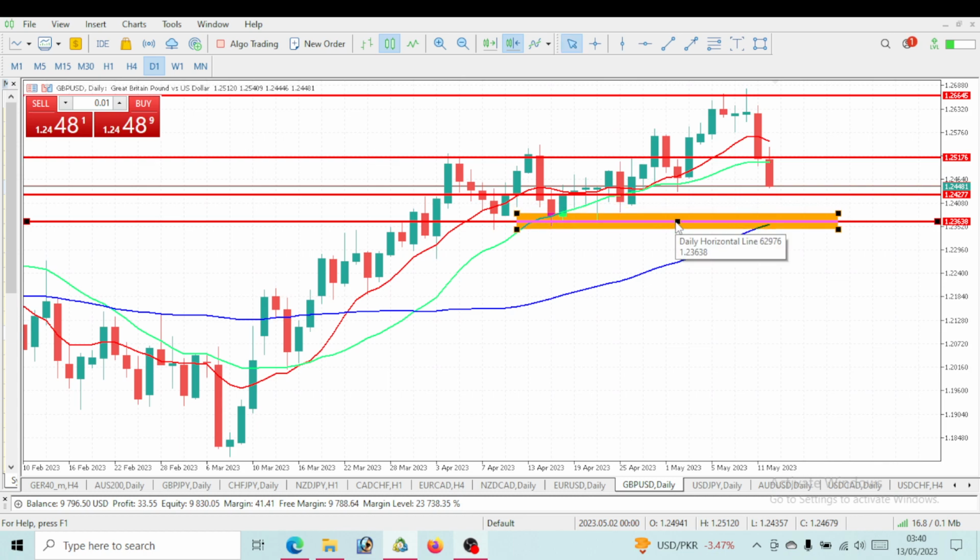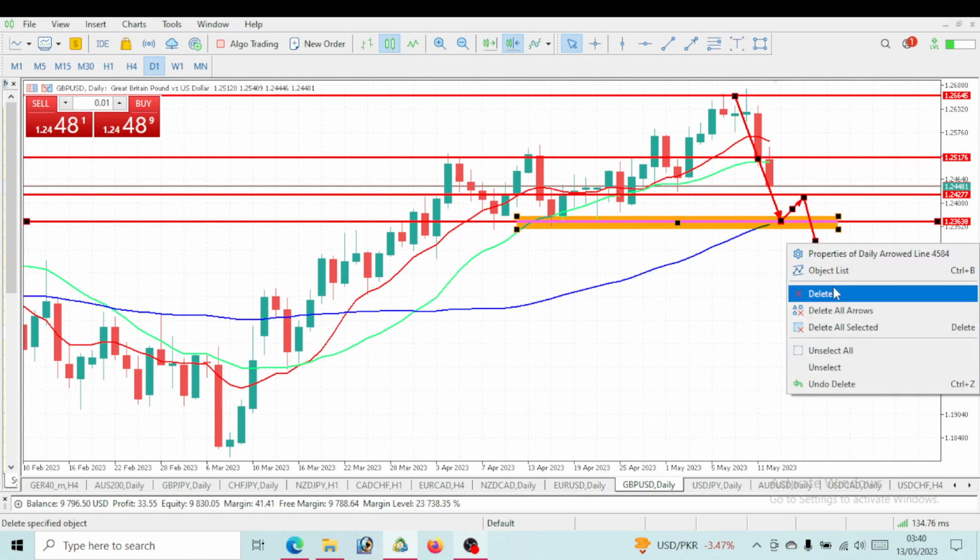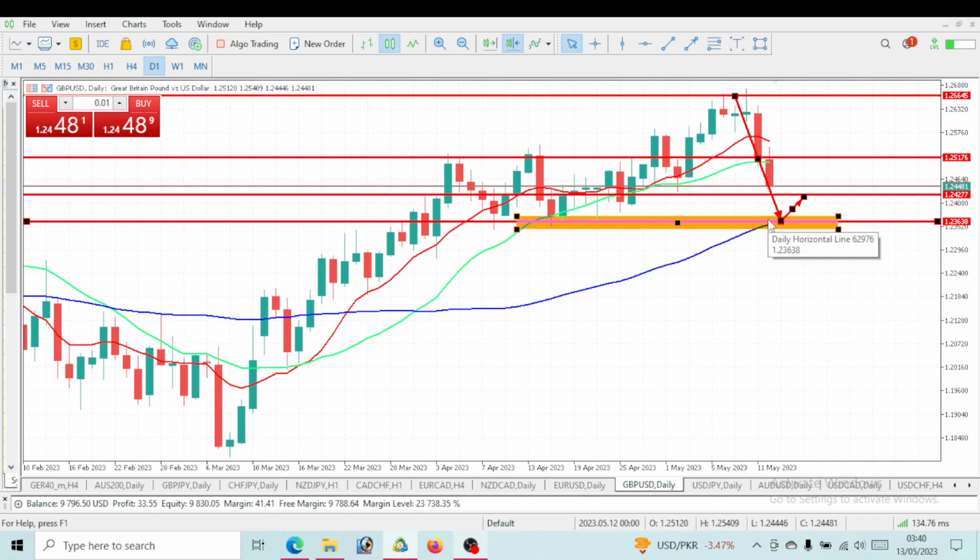correction, not just a pullback, right? When you take a look at this massive drop, a correction will be playing out before price continues dropping. So it is this correction I would love to take a buy on, and I'll be watching to take that buy at the level of 1.23638. By the way, you can see that it is also coming to our 50-period simple moving average.